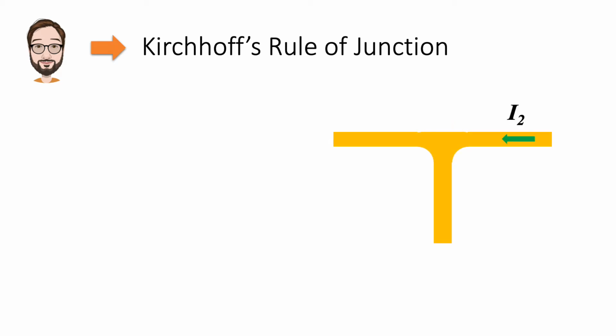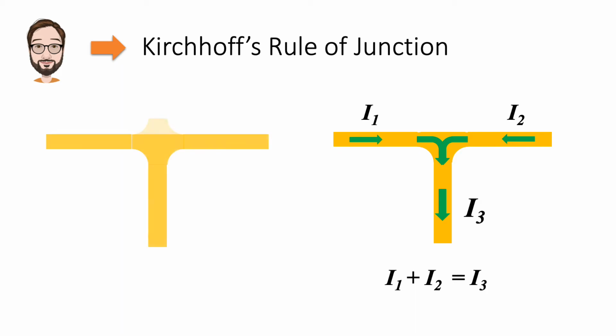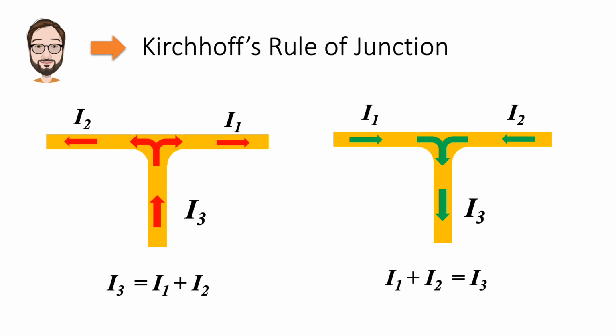If the current comes from the right-hand side as I2, and the current comes from the left-hand side as I1, at the midpoint they add up and form a new current I3. So mathematically, we can say that I1 plus I2 equals I3. And the point that they add up at, we call a junction. Same thing if the current comes from the lower part as I3, at the junction it can split into I1 to the right and I2 to the left. And mathematically it would be I3 equals I1 plus I2.